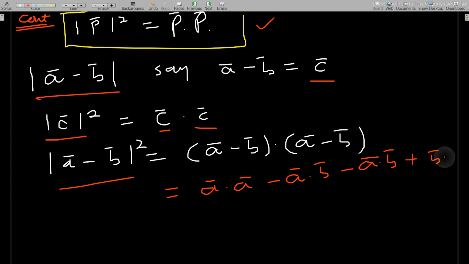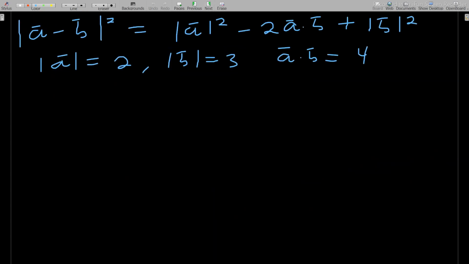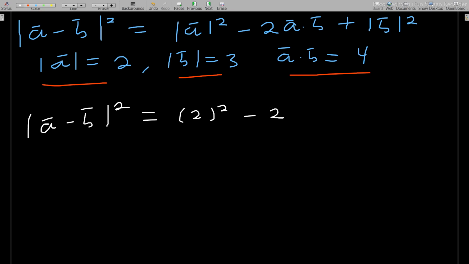We know the magnitude of a is that, the magnitude of b is this, and a dot b is that. So simply, the magnitude of (a − b) all squared will be equal to the magnitude of a, which is 2, squared, minus 2 times a dot b, which is 4, plus the magnitude of b, which is 3, squared. Now I get 4 minus 8 plus 9. The whole of this will give me 5.